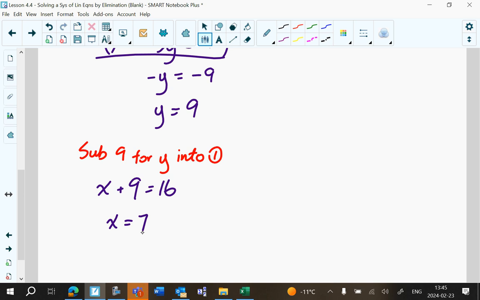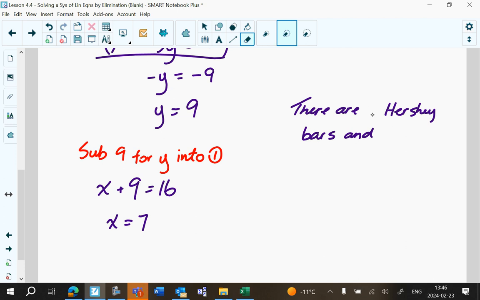Remember, we're in a word problem here, so we need a sentence. There are 9 Hershey bars. Sorry, am I wrong? So there are 7 Hershey bars and 9 bags of M&Ms.